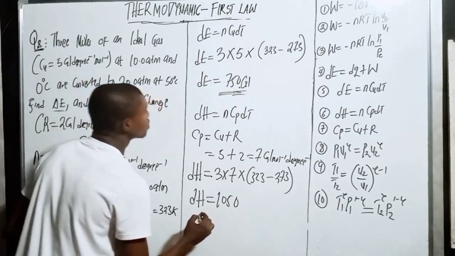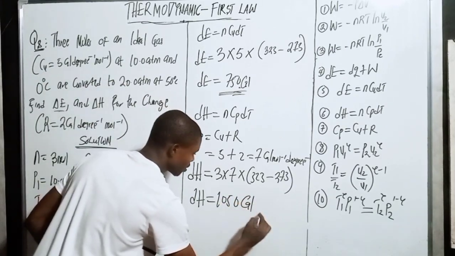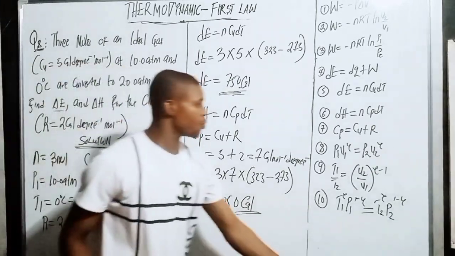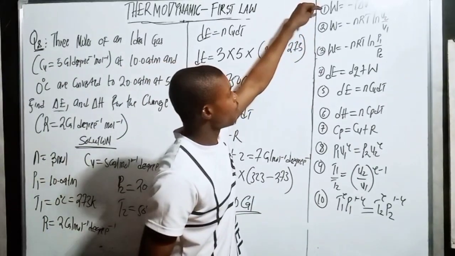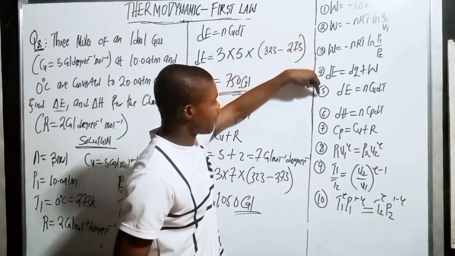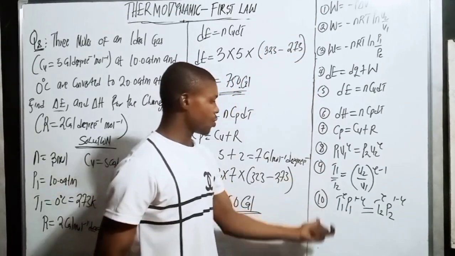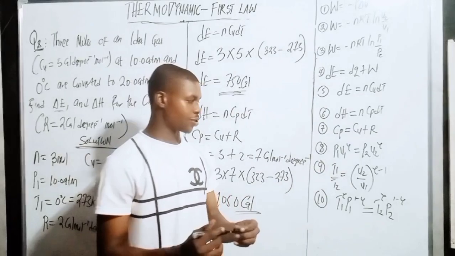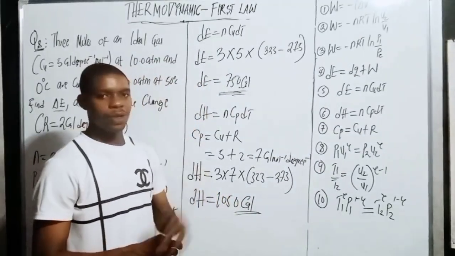So we should go to calories. So that is it. So we have used 1, 2, 3, 4, 5, 6, 7. So we still have like 3 to go. So let's look at the next question.